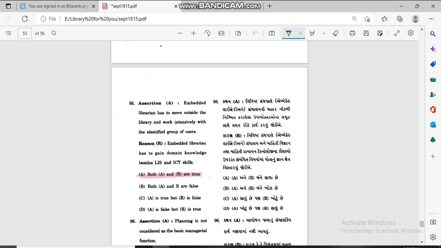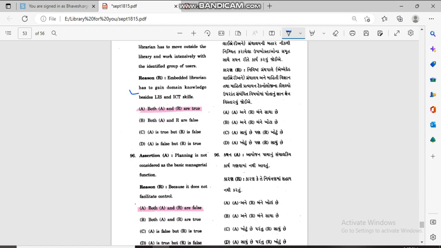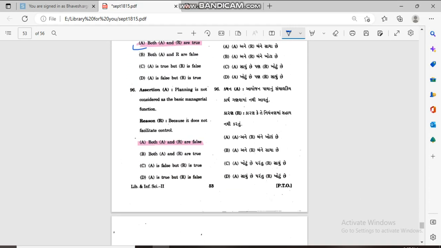Embedded librarians have to move outside the library and work intensively with the identified group of users. Embedded librarians have to gain domain knowledge besides LIS and ICT skills. Both are true.